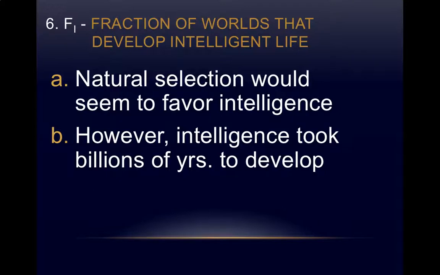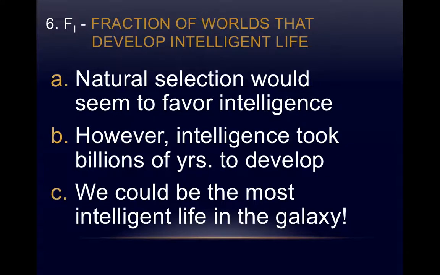Now, for a negative, we do have to look at the history of life on Earth. And we know that for billions and billions of years, life was incredibly simple, nowhere close to having intelligence. And that's a big, big negative on this. Okay? And even though we might have billions of places that have life, it may be incredibly rare to have the time and for it to develop intelligence. And so sadly, we could be the most intelligent life in the galaxy right now, which is kind of scary.